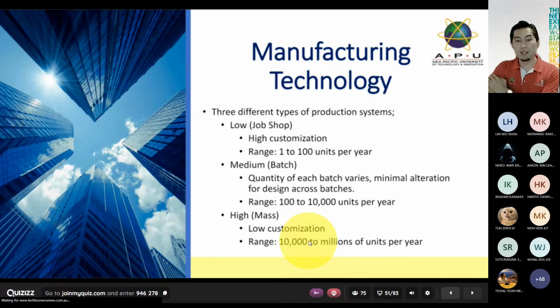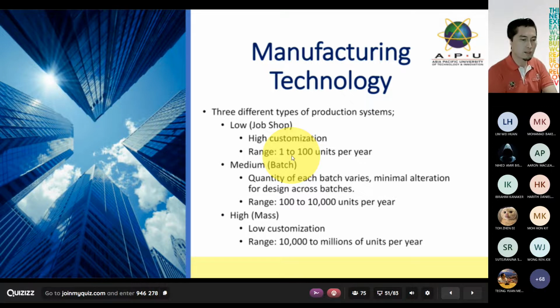Can you identify any product that is utilizing high customization? They only probably build between 1 to 100 units per year. Share your answer in the chat.